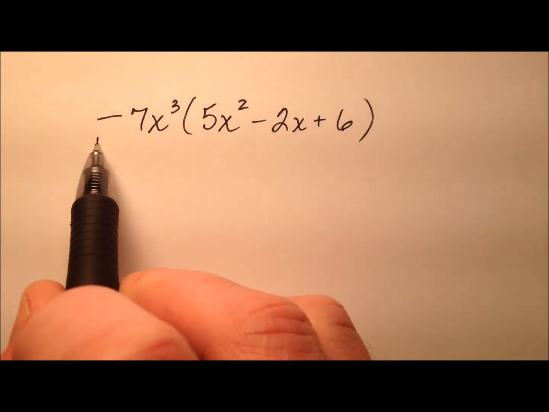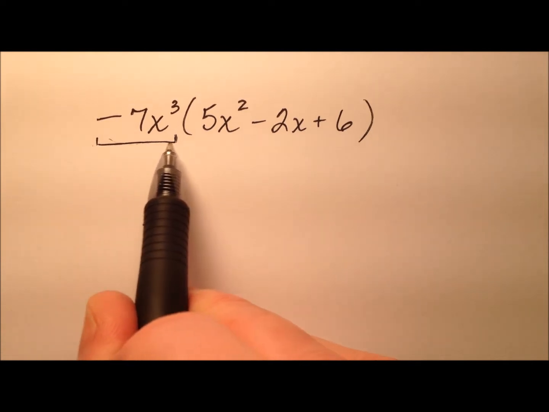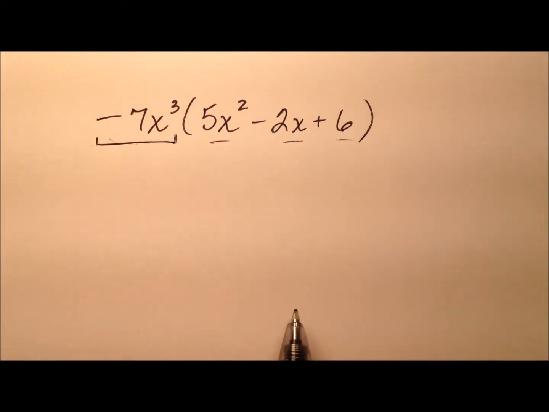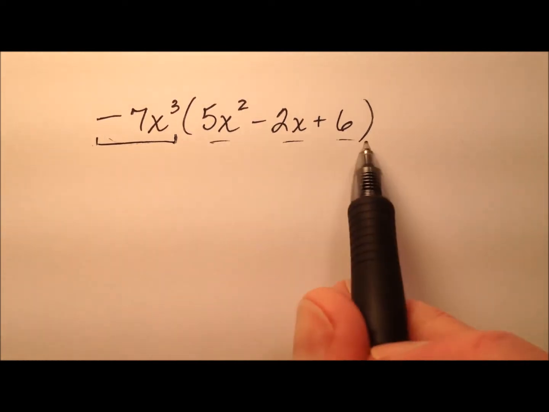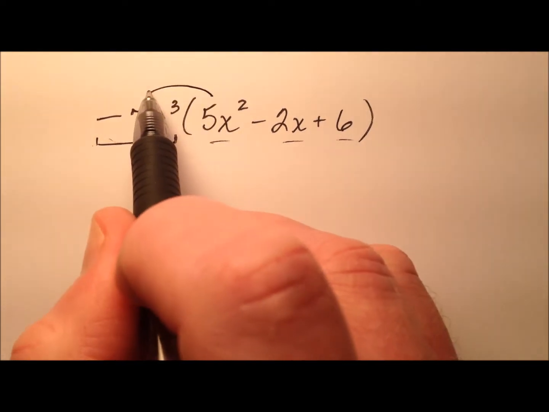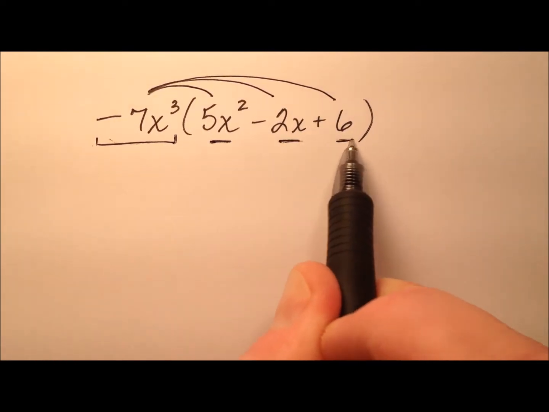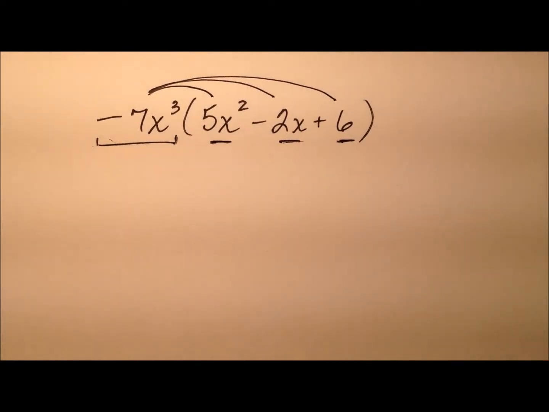So we have this negative 7x cubed, and this is a monomial, and we're going to multiply this monomial by this trinomial. And it looks exactly like the distributive property, and that's exactly what we're going to do. I'm going to take that negative 7x cubed, and I'm going to distribute it across all three of these terms in this polynomial, and I'll multiply it in each case, and then go ahead and write my product.